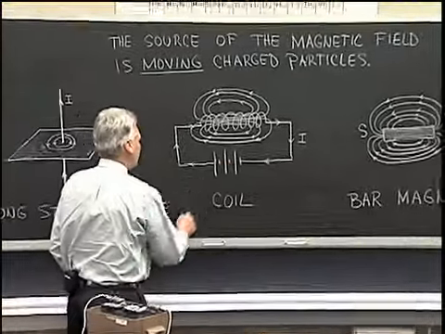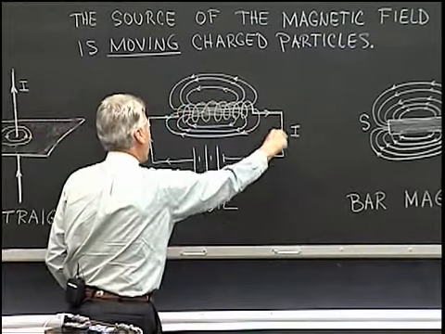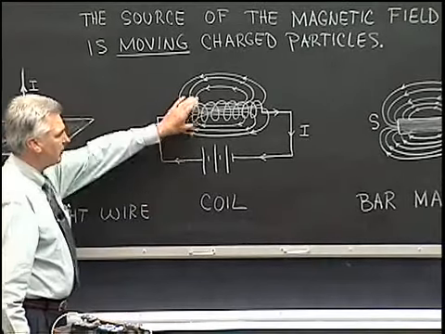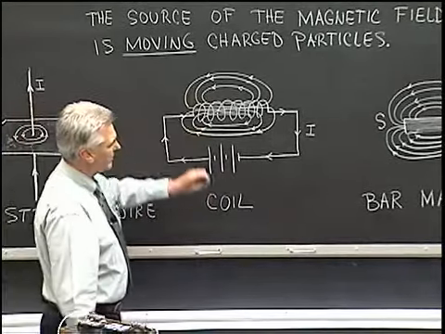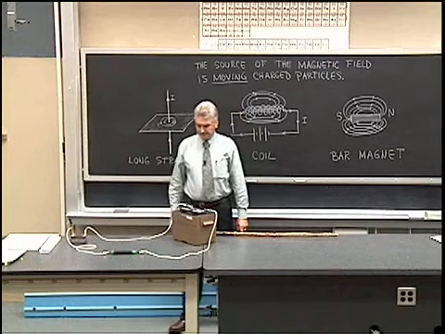Here's the battery, and the current comes out of the battery, flows around the coil and back into the battery, and this shows the shape of the magnetic field that's produced by a coil. Notice it's very similar to the shape of the magnetic field associated with a bar magnet.